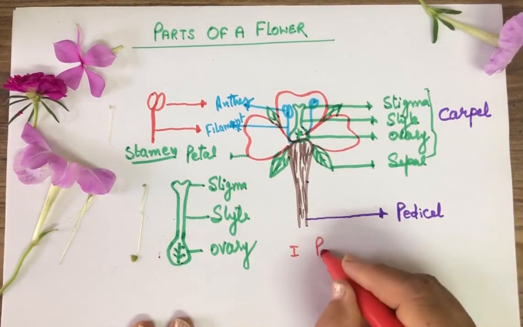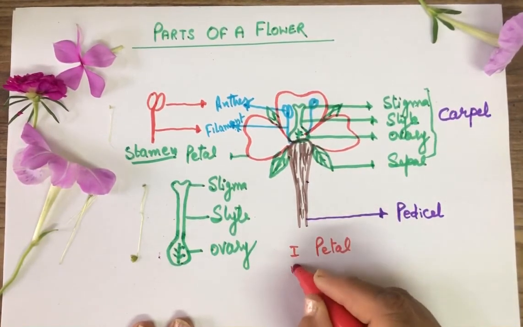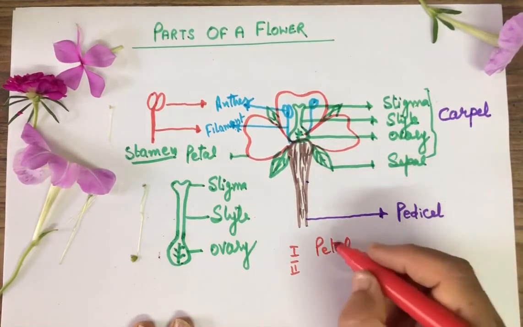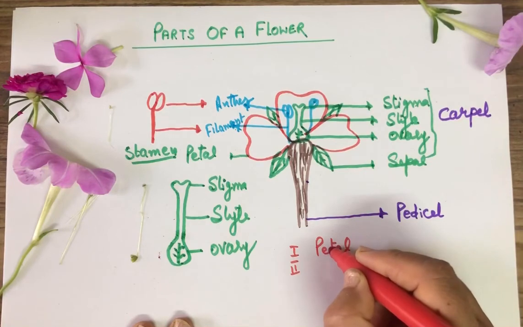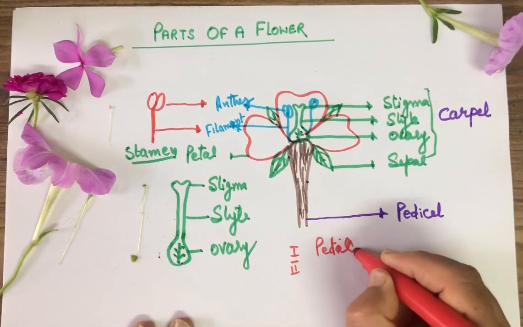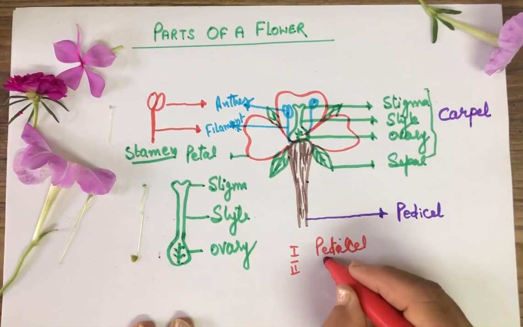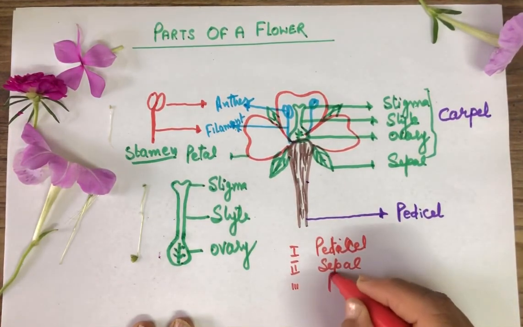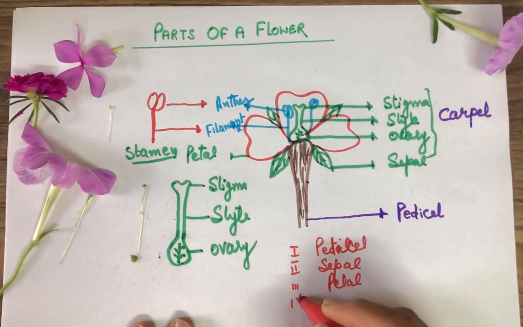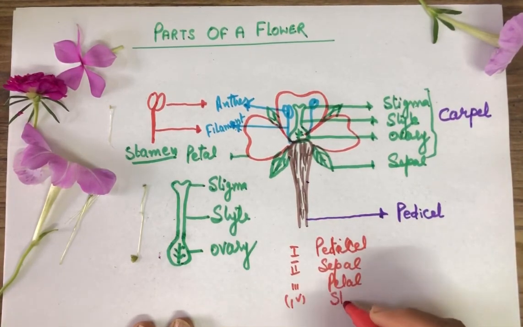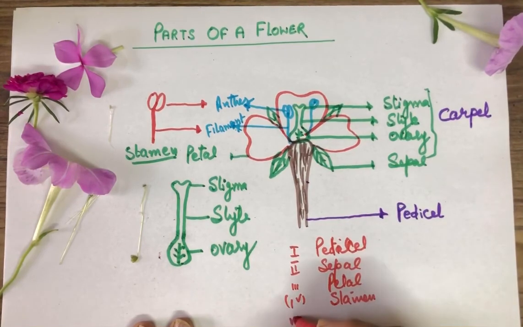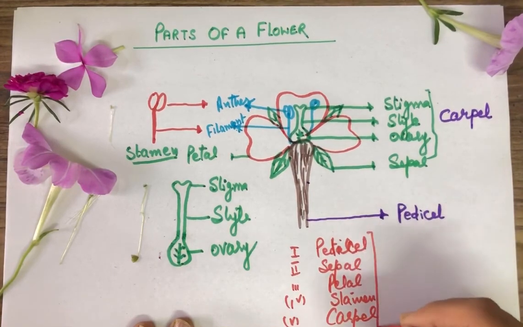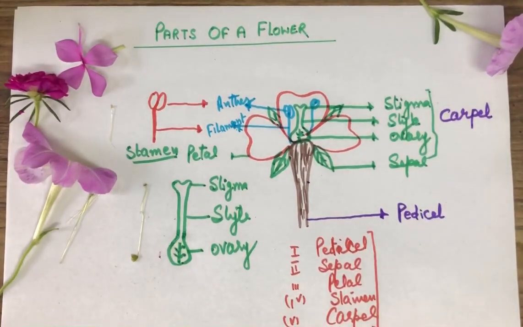Now, this is a revision for you. First part is the pedicel. I have to write pedicel. Second part is the sepal. Third part is the petal. Fourth part is the stamen, and fifth part is the carpel. These are the 5 different parts of a flower.